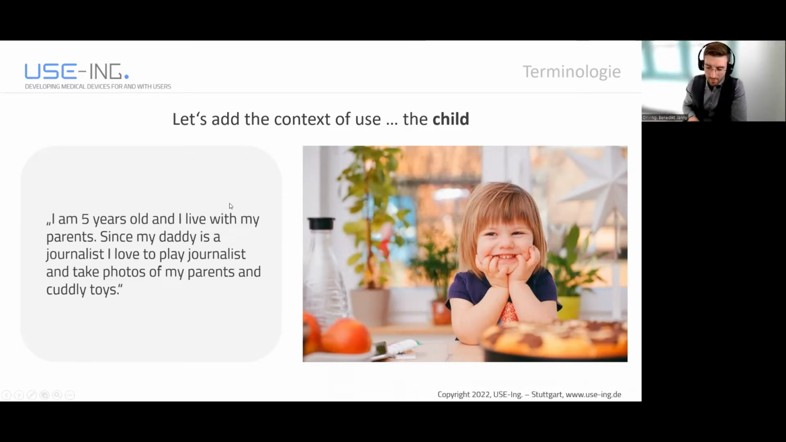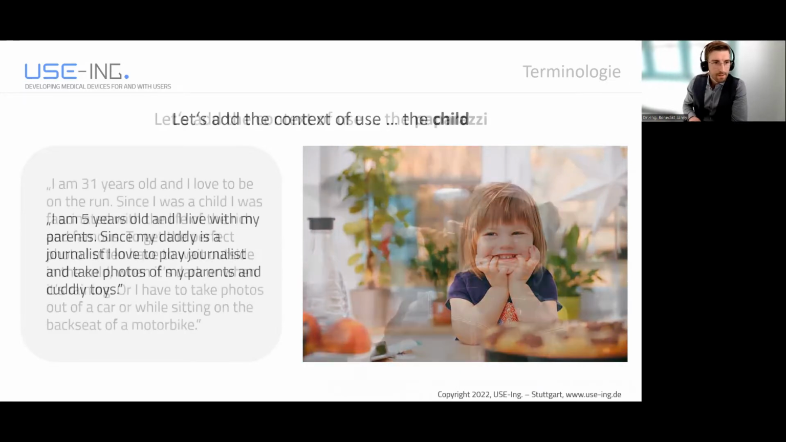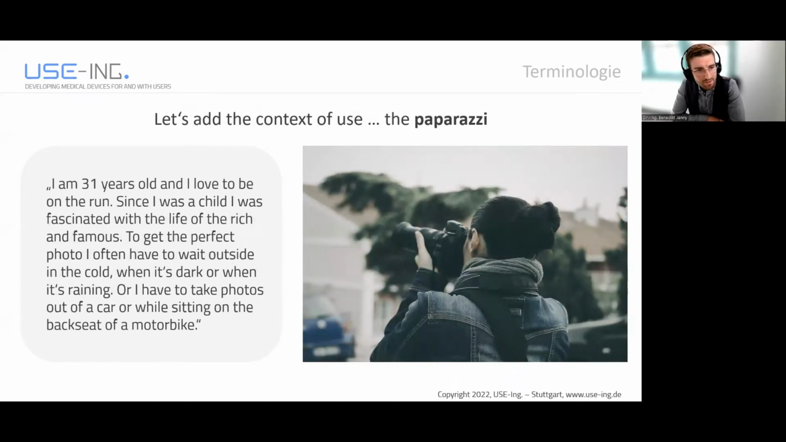A second interview that we performed while thinking about the usability of those cameras is the paparazzi. His name is Josh. He says, I'm 31 years old and I love to be on the run. Since I was a child, I was fascinated with the life of the rich and famous. And to get the perfect photo, I often have to wait outside in the cold when it's dark or when it's raining. Or I have to take photos out of a car or while sitting on the backseat of a motorbike. Quite adventurous, when he has to take photos he faces a lot of environmental influences.